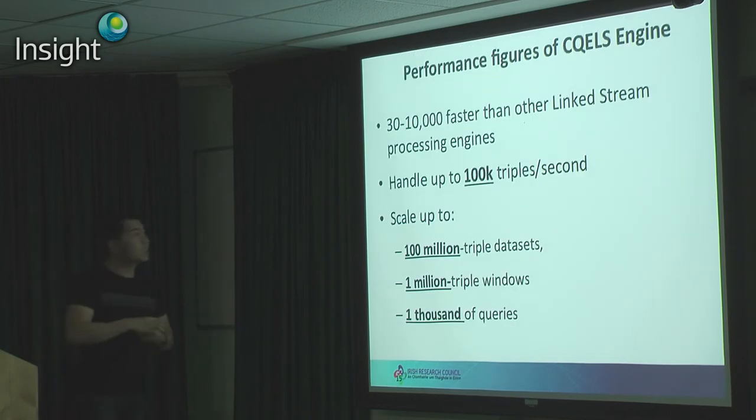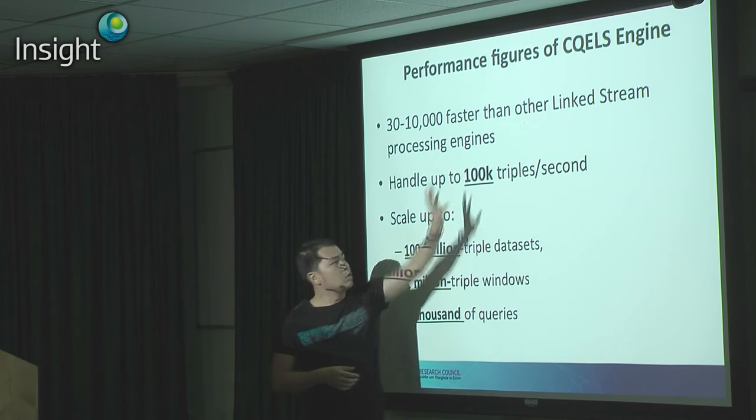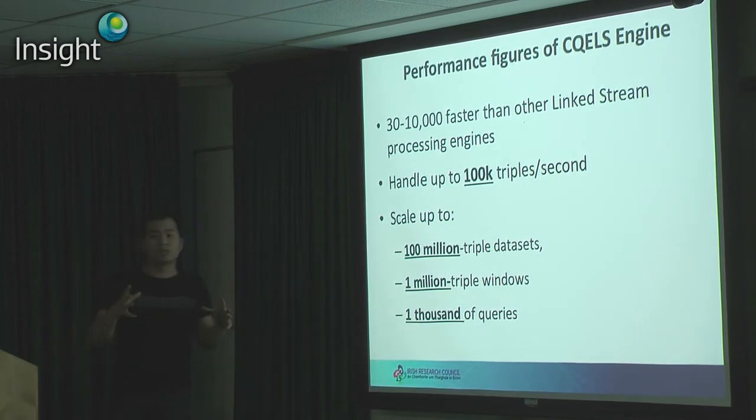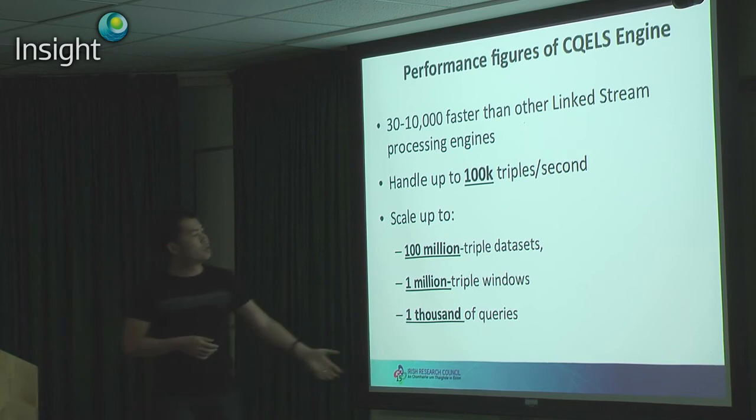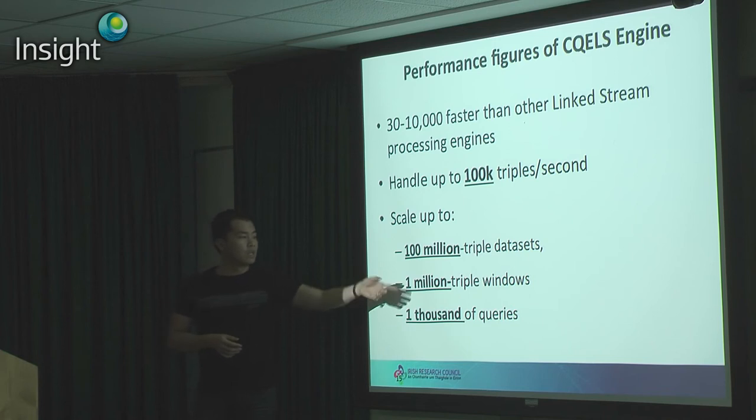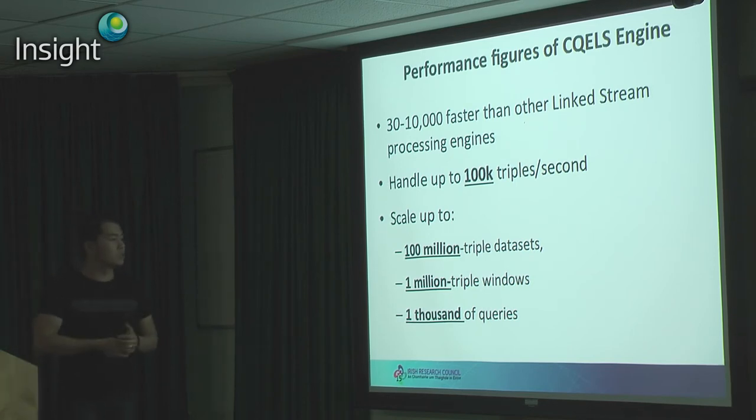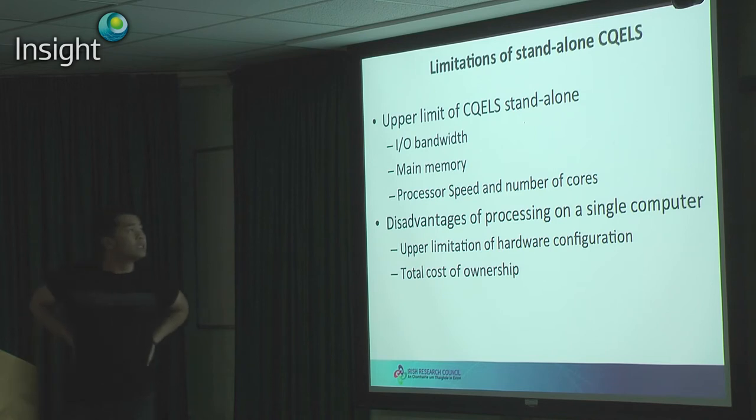So in summary, the performance figures we achieved with this engine, running on a stock standalone computer: we're faster than other systems, but we have some limitations. We can handle 100,000 triples per second with a simple query, but if the query is more complicated, the number of updates will be much slower, like 1,000 to 10,000. This and the other figures are about scalability, when you increase the data size and the number of items you maintain in the window for local processing, such as aggregations.